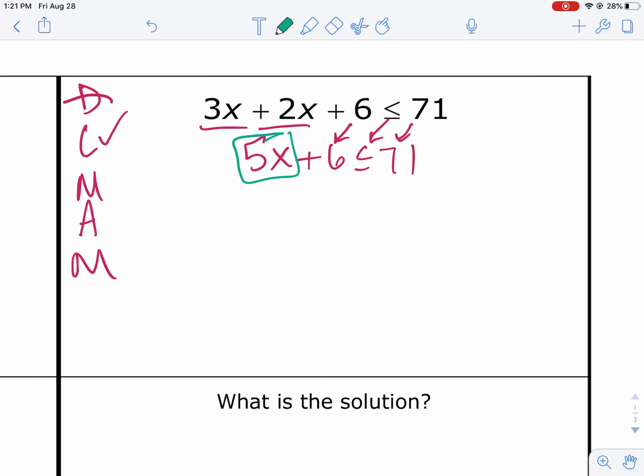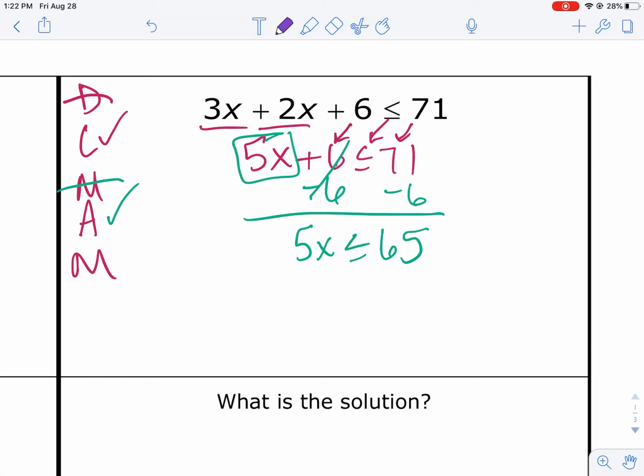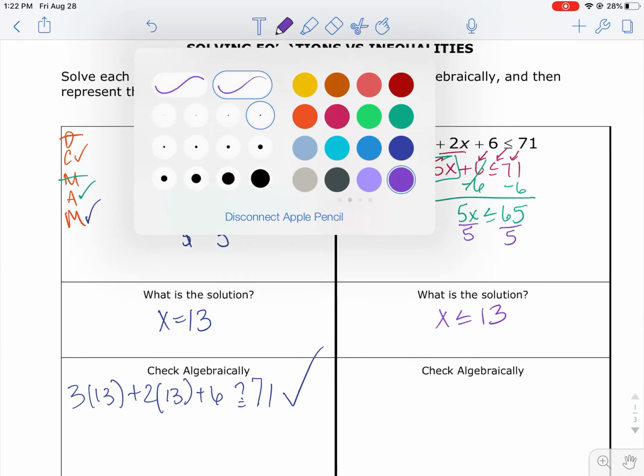I box my variable, and there are not boxes on both sides. I do see addition or subtraction. I see addition, so I need to subtract. And then for my final step, I see 5 times x, so I undo times. So again, my solution is a 13. However, this time instead of x equaling 13, it is x is less than 13.